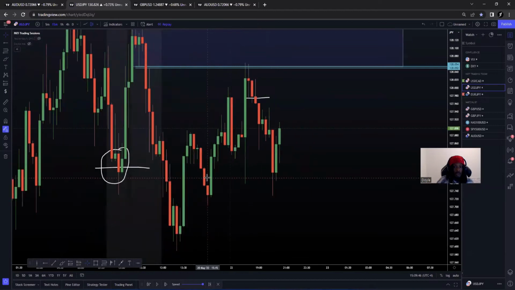But this is a break of structure right here. That low got broken, came back into it. You would have sold right here. Boom. What about monthly supply and demand?